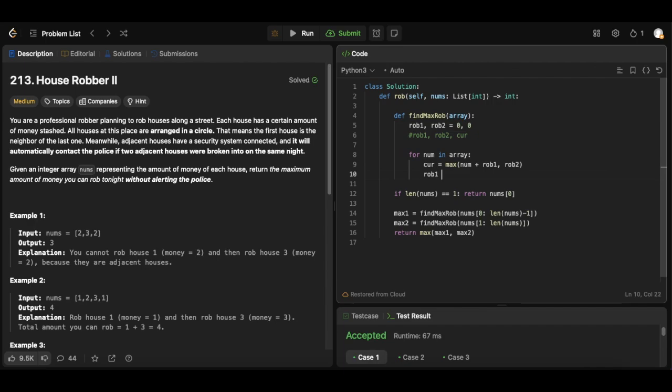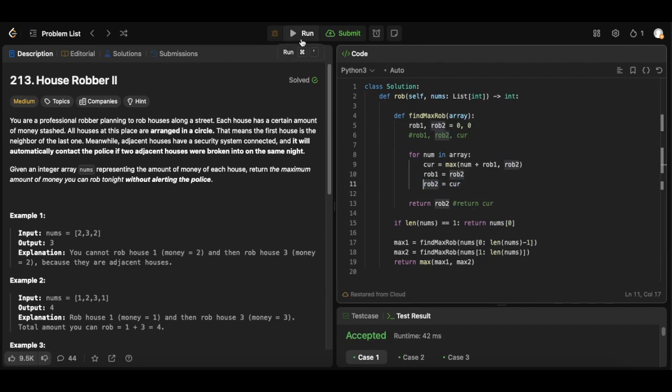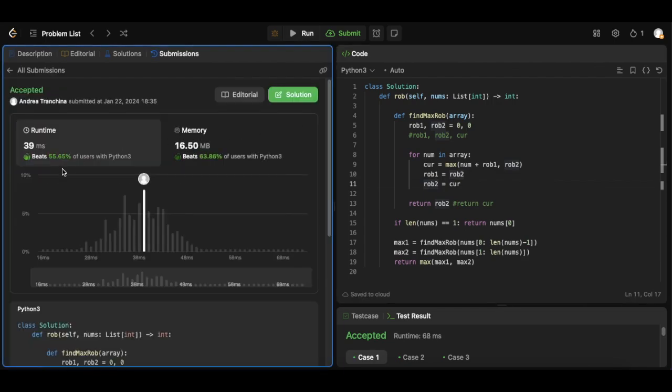And then we want to move our pointers. So rob1 is going to be rob2, rob2 is going to be the cur, or the current value, and then at the end of our function, we can just simply return rob2. Or we could also just return the current value, because we know at this point, rob2 and cur will be the same. So let's make sure this runs, and we see that it works.